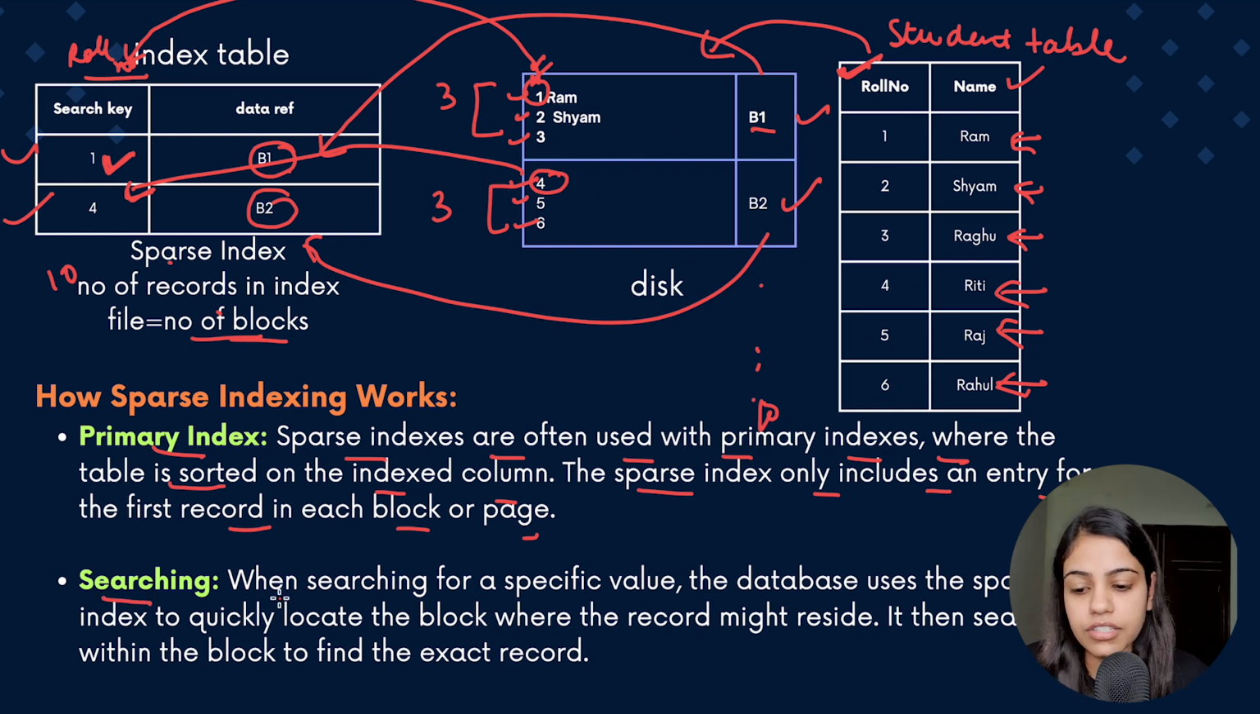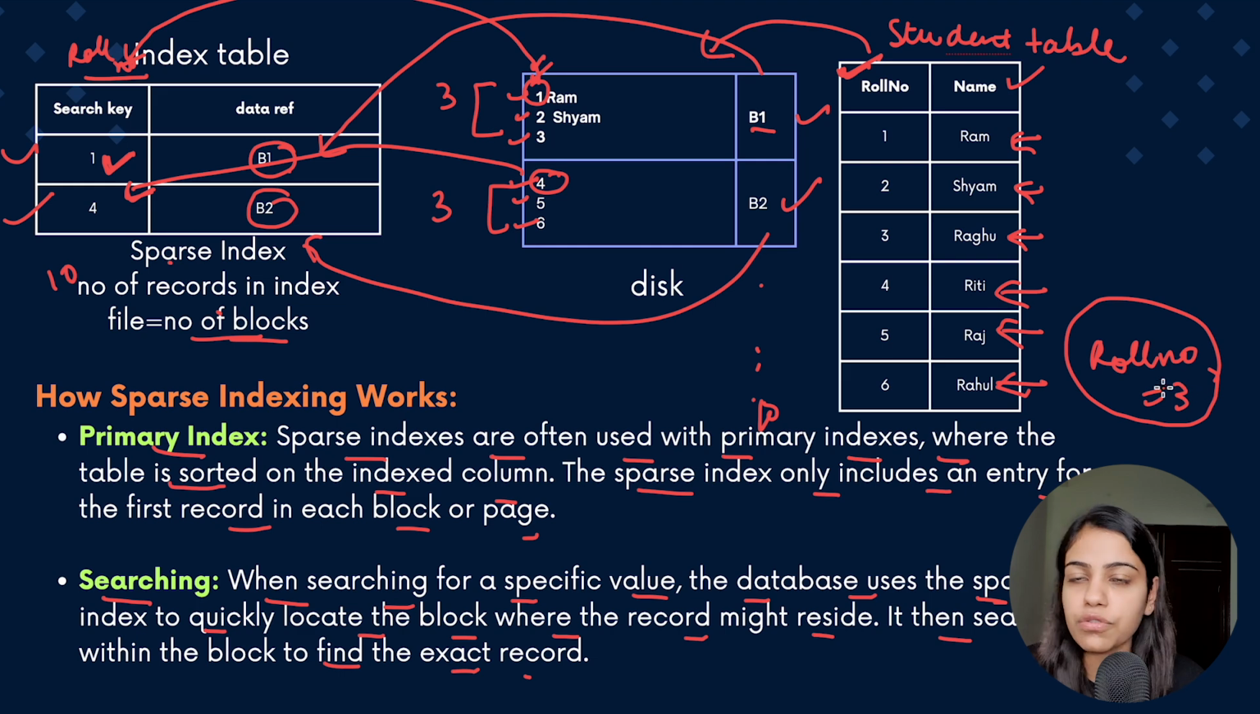Now the second thing is searching. When searching for a specific value, the database uses the sparse index to quickly locate the block where the record might reside. It then searches within the block to find the exact record. So how searching in the index table happens: consider I want to search for an entry where the roll number is 3. So I want the details of the student whose roll number is 3.